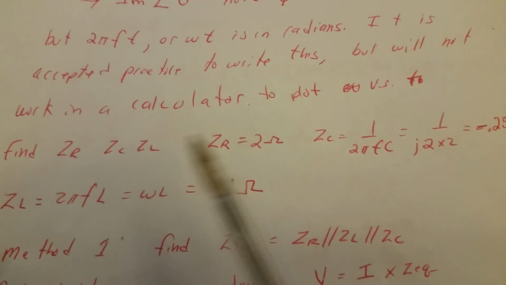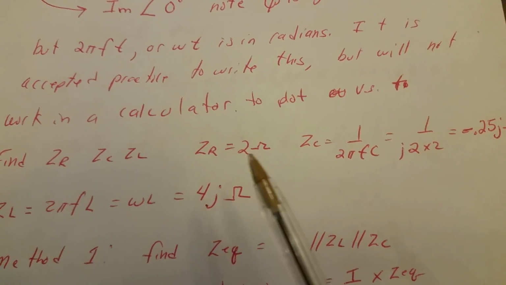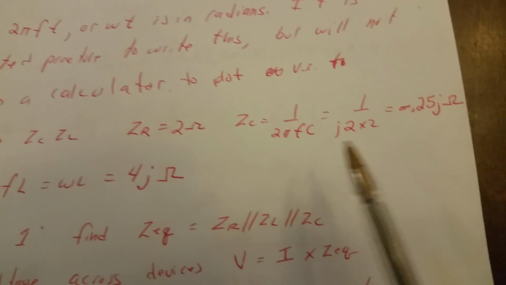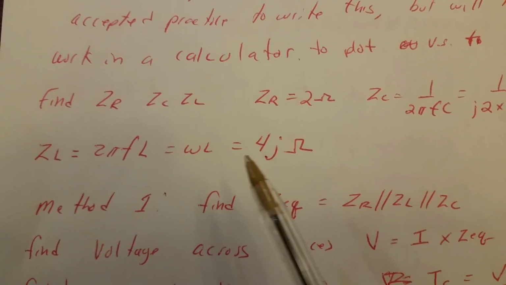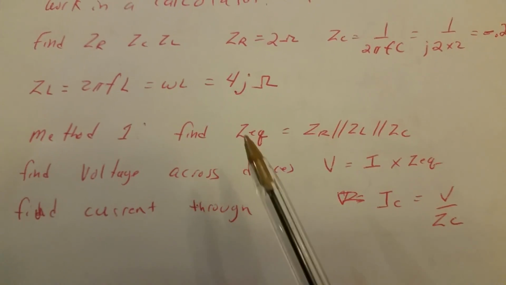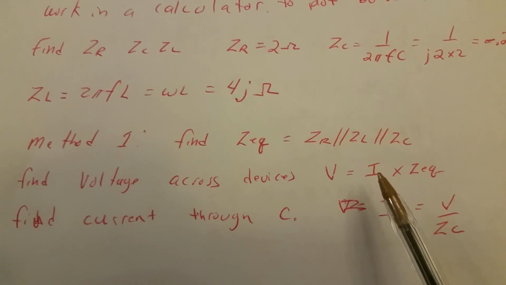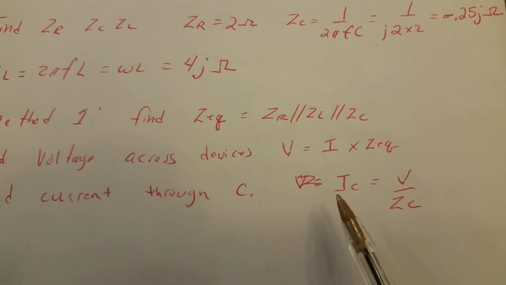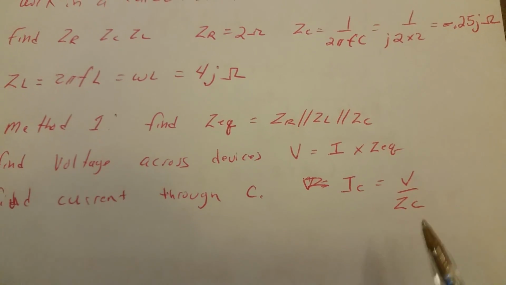So let's find the impedance. The resistance is 2, so the impedance is 2. The impedance of the capacitor, we can find, is minus 0.25J. Then the impedance of the inductor. So method 1 is we find the equivalent impedance of everything, then we take that source current, multiply it by the impedance, and get the voltage. Then we find the current through that branch, which is simply the voltage divided by the impedance of the capacitor.